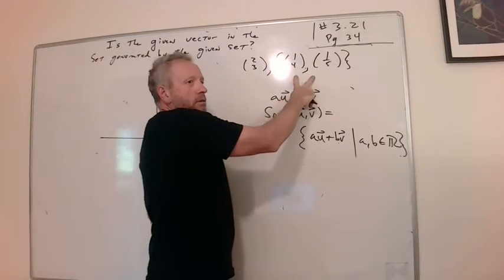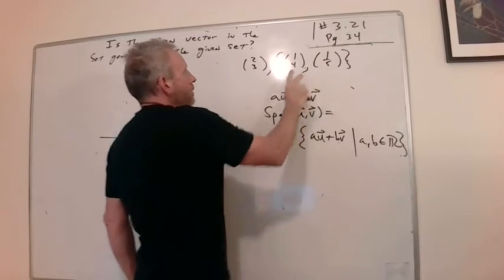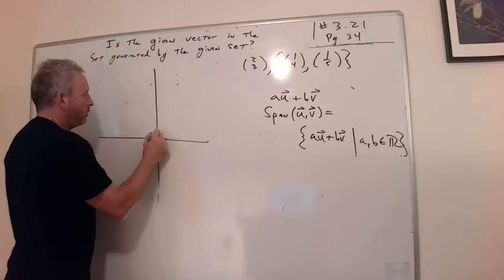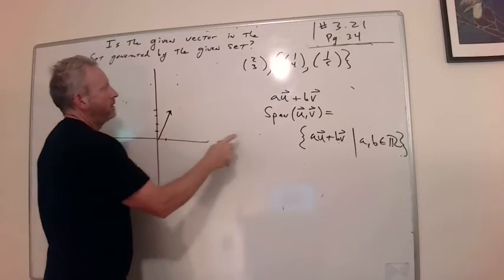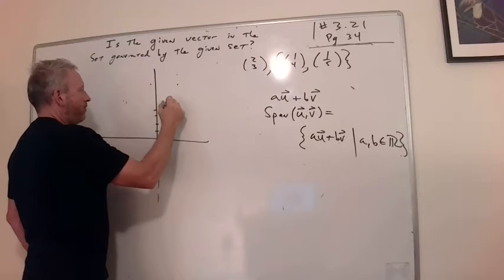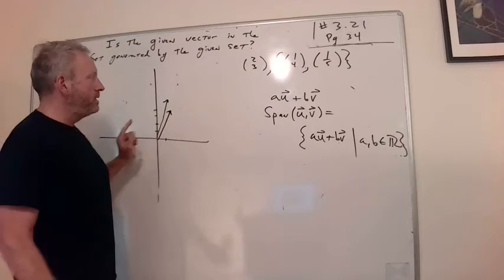These are the two given vectors in the problem. So again, we're on problem 3.21, page 34. Look at these two. This is the vector (1, 4), so we go out 1 and up 4: 1, 2, 3, 4. So right there, there's the first vector. This vector right here is the vector (1, 5), so out 1 and up 5, like that. And the question is, can you get this vector as a linear combination of these two vectors?